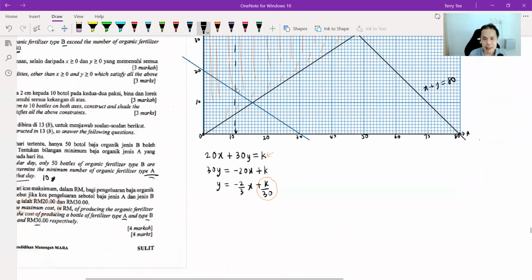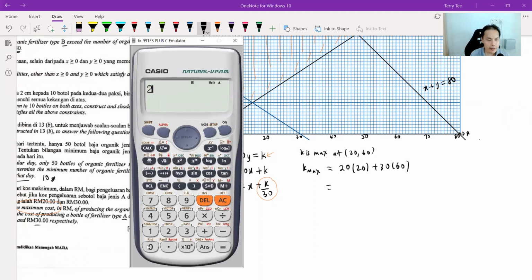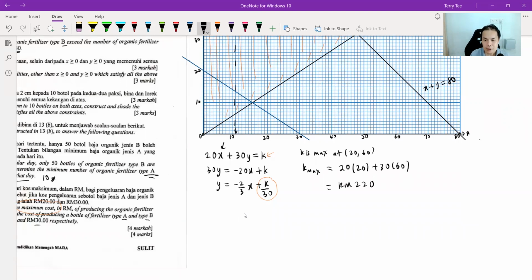All right, let's go back to this calculation here. We say that K is maximum at (20, 60). To find the maximum cost, the maximum value of K, we substitute inside here. Your x is now 20, your y is now 60. Now let's use our calculator: 20 times 20 plus 30 times 60. This will give us 2,200. The maximum cost of producing this fertilizer will be 2,200.